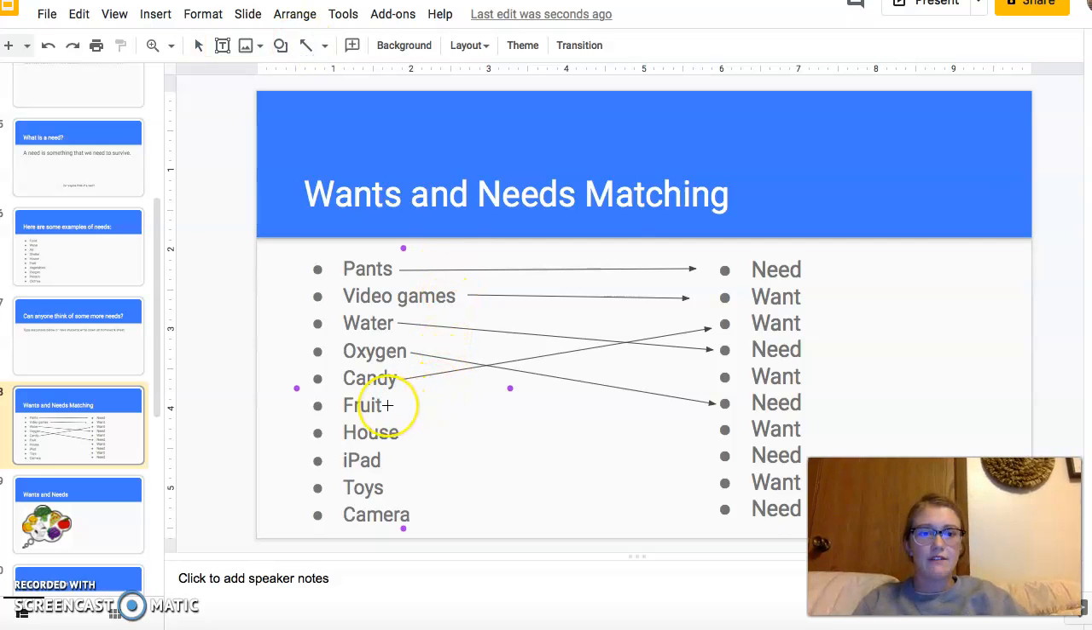Next on the list, we have fruit. Fruit is going to be a need. We need fruit to survive. There's lots of vitamins and minerals in fruit that are really good for our bodies.